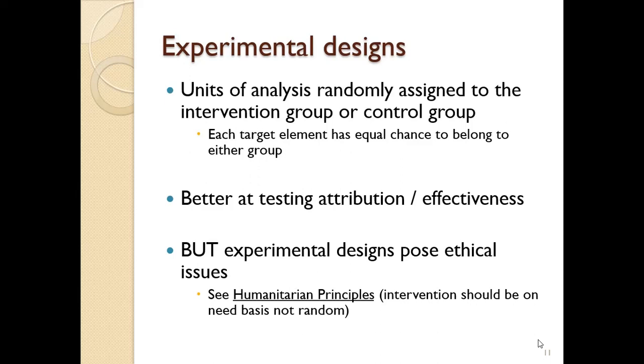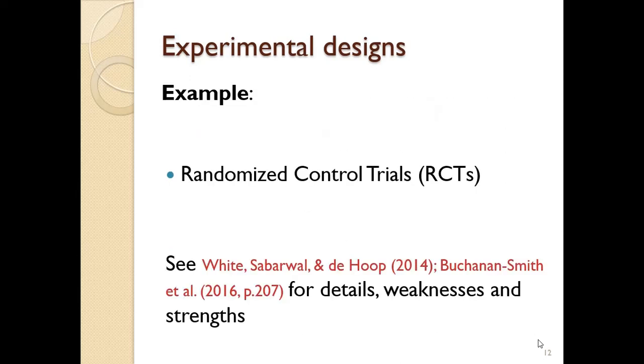If food distribution was done for certain marginalized groups, affected people that earn maybe less than 10,000 Uganda shillings per month, then you would be able to say, okay, the improvements within households can be attributed to a certain cash transfer project among the intervention group, compared to the ones that did not receive. But of course, experimental designs have ethical issues, if you consider the humanitarian principle that intervention should be on a need basis, not random.